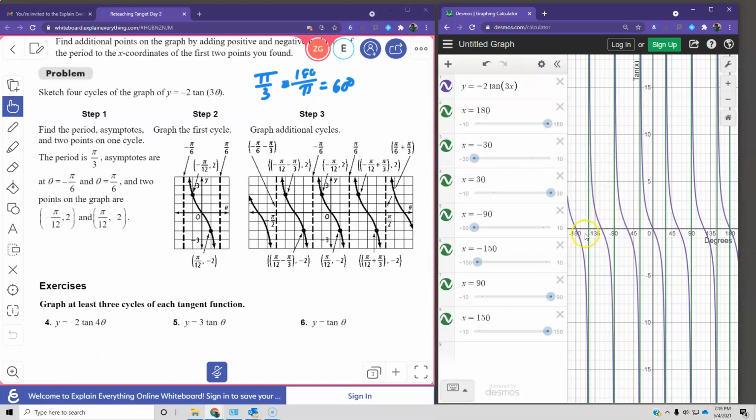The green vertical lines describe the asymptotes, and the blue is tangent. And I have more than 2 cycles here. So this is what it's asking you to do, okay? On number 4, 5, and 6, you need to graph at least 3 cycles of each tangent function. So I'm going to show you how to find the asymptote, how to find the period, and then figure out how to do the different cycles, okay?